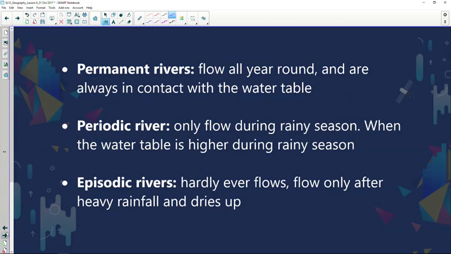Now, just a summary of the different types of rivers. A permanent river flows all year around. There's always contact with the water table. You can see the visibility of the water, it's always there. Periodic river, the visibility of the water is there, but only during rainy season. Okay, and it usually dries up during the dry season. Episodic rivers hardly ever flow, but when they do, you will be able to see the water after very heavy rainfall. But 2 hours afterwards, it will usually dry up.